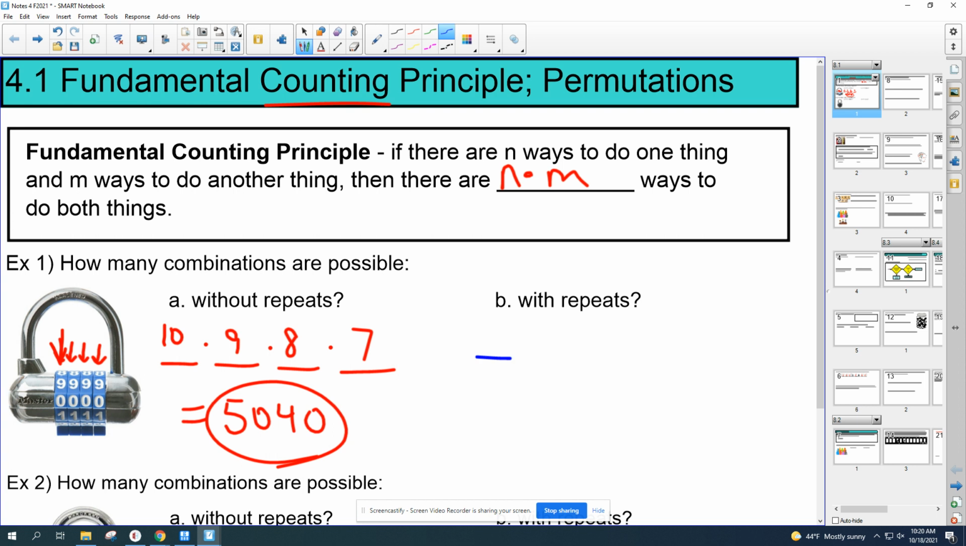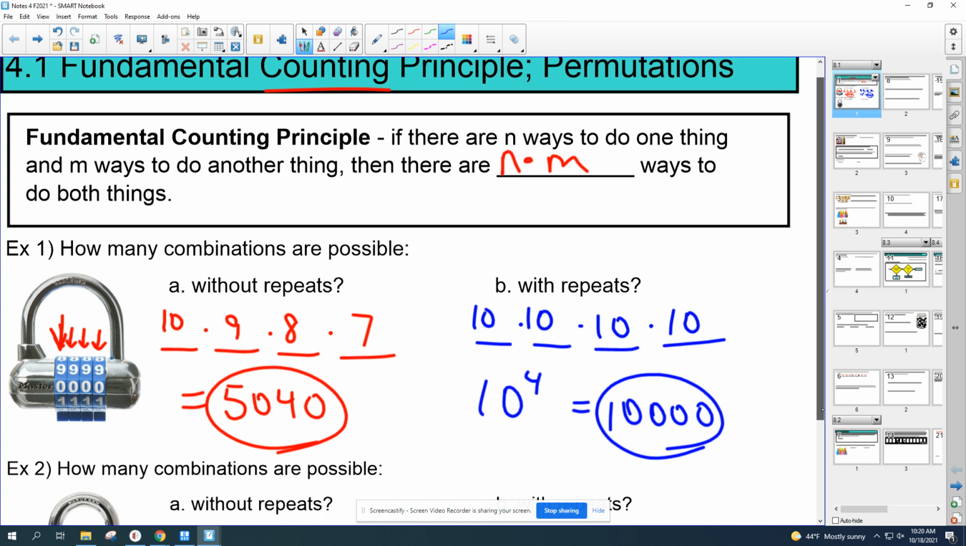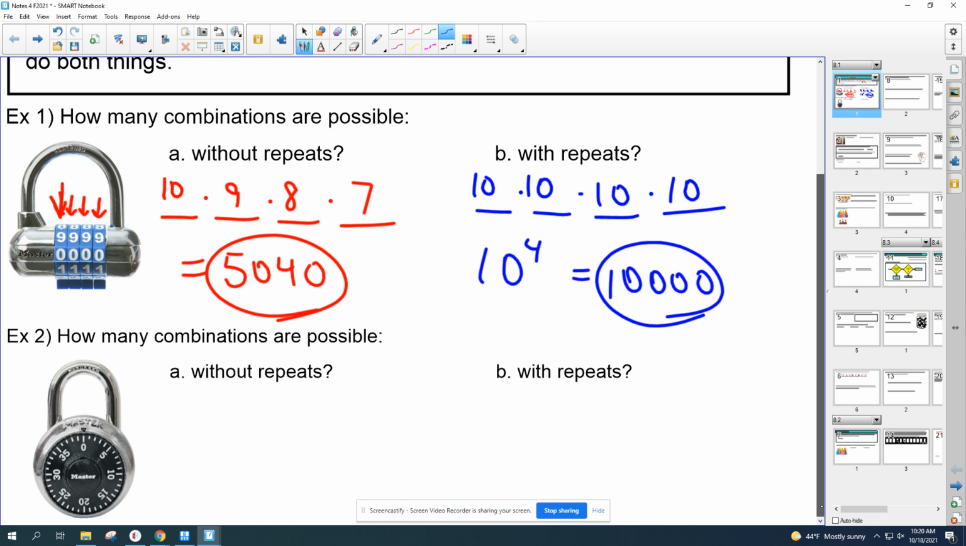Okay. Part B says with repeats. You can look at it the same way. You've still got 4 numbers to pick, but if I'm allowed to repeat, then 9999 is a possible combination. So you still have 10 for the first, but you'd also have 10 for the second, third, and fourth. The answer is 10 to the 4th power, or 10,000. There are 10,000 ways of doing that lock. So we've got this concept of fundamental counting principle with repeats or without repeats.